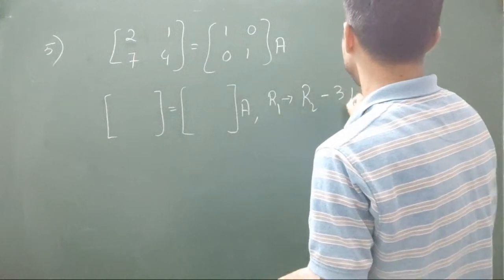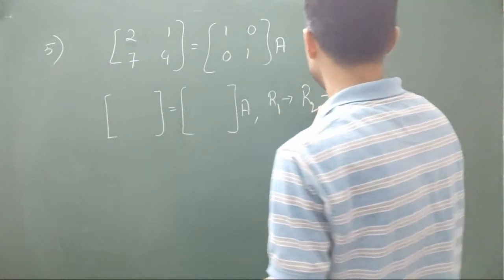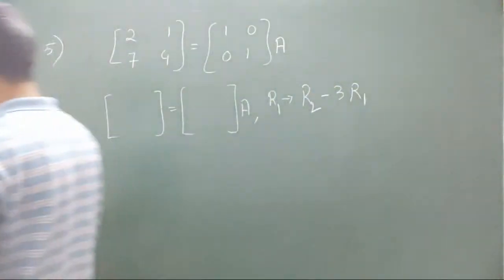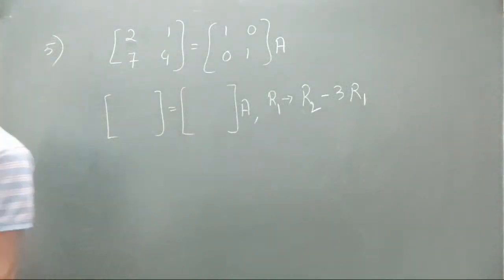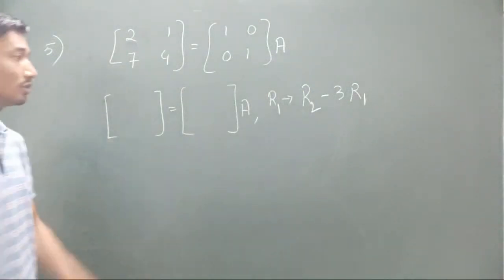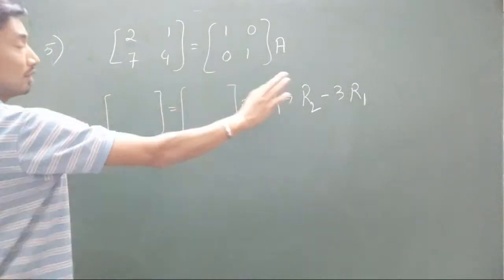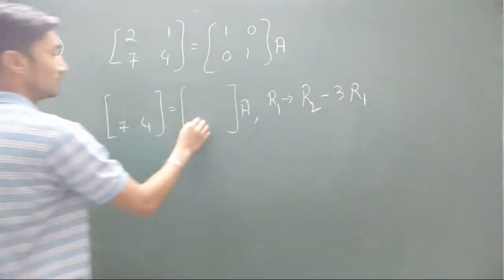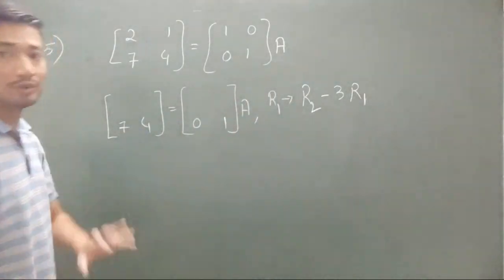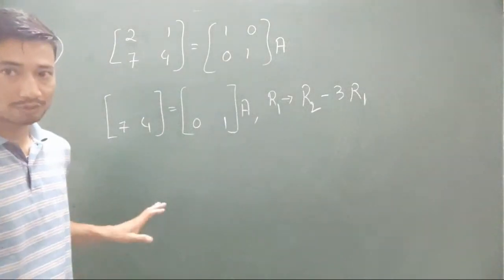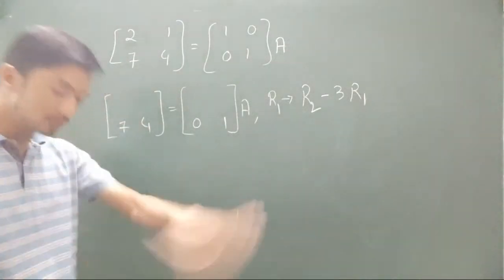R2 minus 3 times of R1. These are all the variants. It's just that you cannot put in new terms all of a sudden. So R1, R2, I'm not going to be changing. So R2, let me write as it is. Whichever row you don't plan on changing at that moment, write it down so that the confusion is removed.